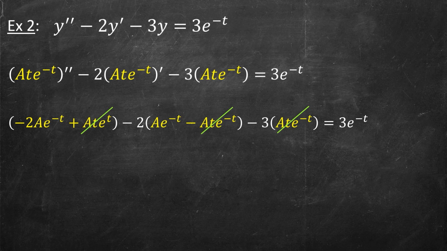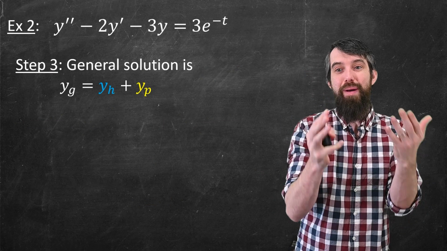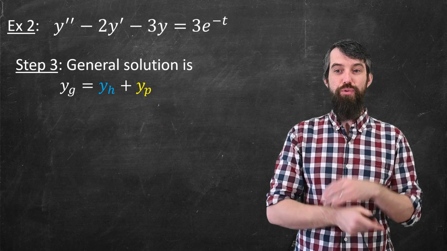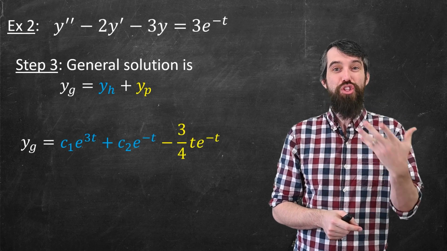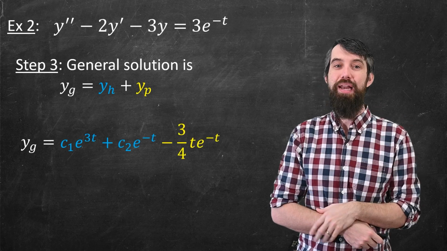That leaves you with, well, if you count them up, minus 4a e to the minus t is equal to 3e to the minus t, which is the right-hand side. Okay, so then what does that mean? A has to be negative 3/4, and thus I can state what my general solution is. My general solution was the homogeneous plus the particular. The particular is minus 3/4 t e to the minus t.